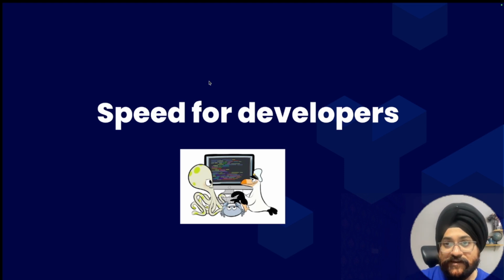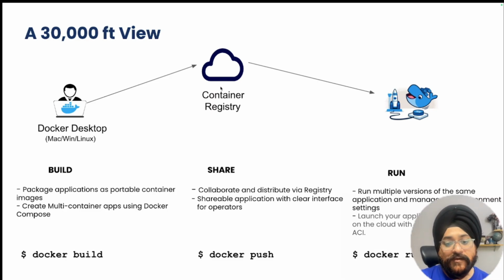Now let's target speed and look at what is on offer. As we are talking more about the inner loop development workflow, let's talk about speed here. From 30,000 feet, a typical Docker workflow looks something like this. It starts with a Docker build command that accepts the Dockerfile to package apps as portable container images. If we talk about images, it is nothing but a standardized package that includes all of the files, binaries, libraries, and configuration to run a container.